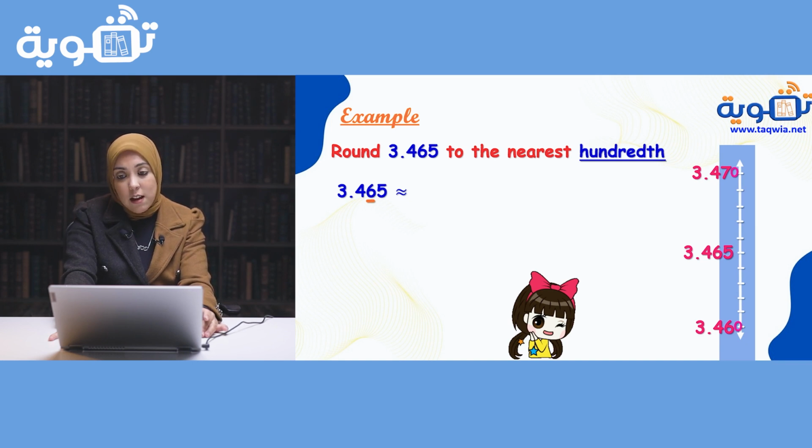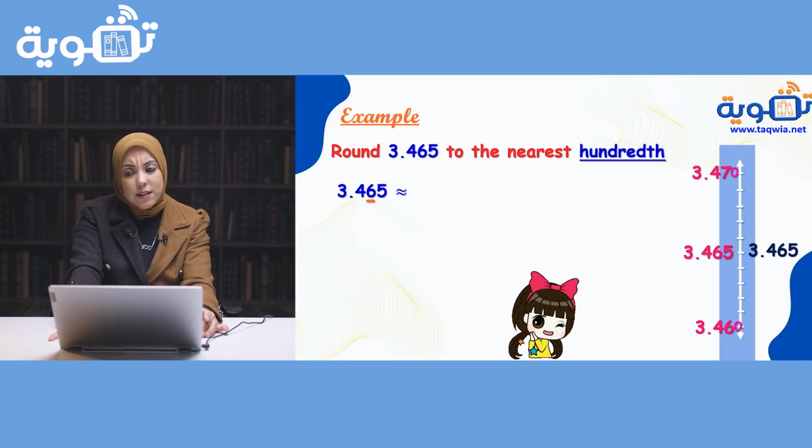And check if it's below or above the midpoint. So here it's at the midpoint. So what are we going to do, round up or round down? We're going to round it up. So our answer here is 3.47.